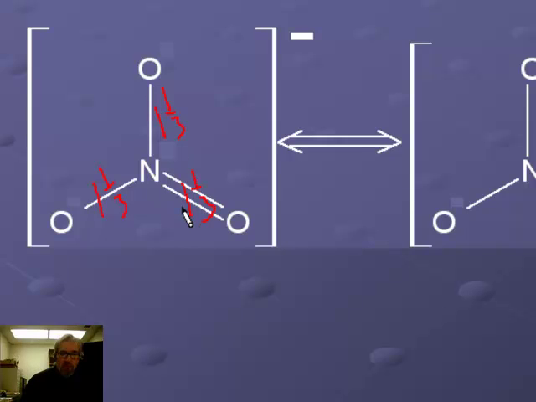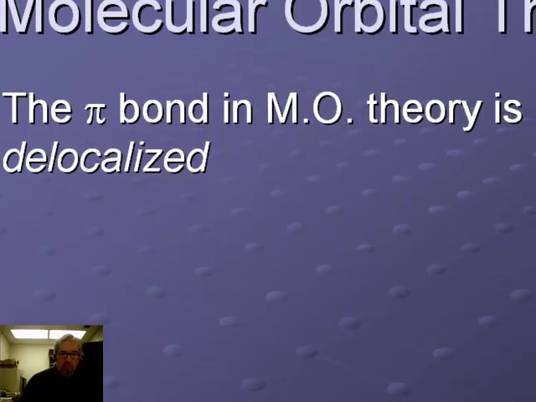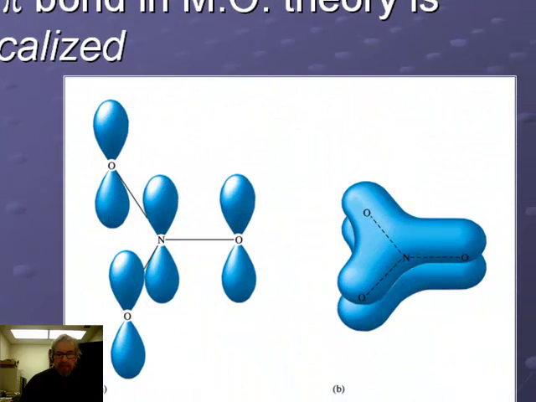The pi bond in the molecular orbital theory is said to be a delocalized bond. In other words, it's not locked into any 2 of the atoms that are bonded. As a picture, this is what it looks like. Those orbitals overlap, if you will, in such a way, according to MO theory, that they form this new bonded orbital that looks sort of like this.